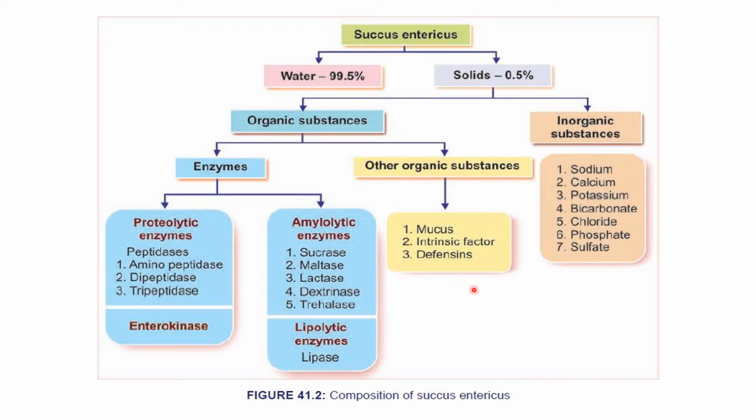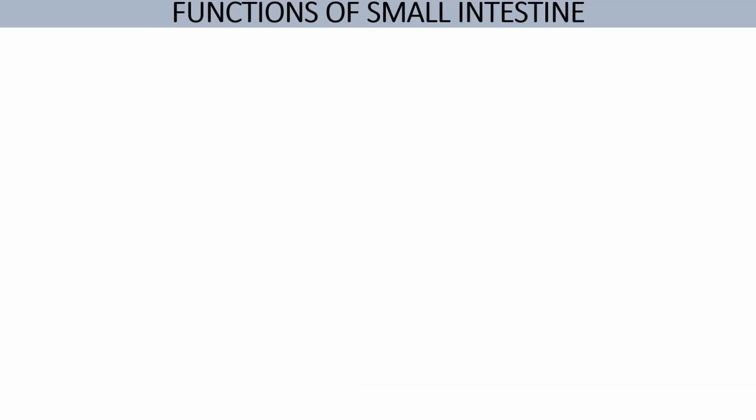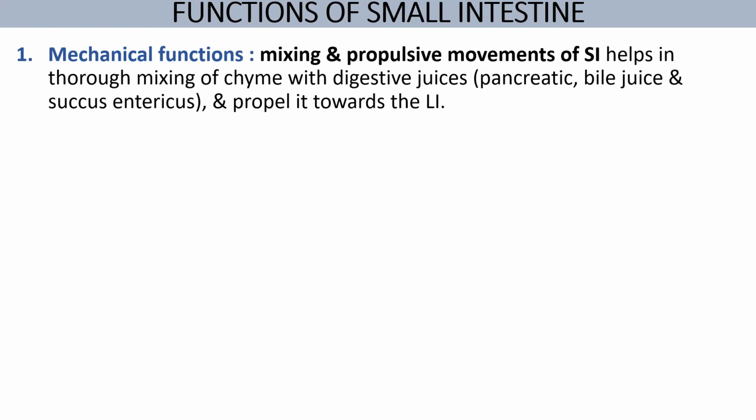Apart from enzymes, there are other components like mucus and intrinsic factor, which is secreted by the parietal cells of the stomach. The inorganic substances present in the succus entericus are sodium, calcium, potassium, bicarbonate, chloride, phosphate and sulfate. The small intestine serves some very important functions in the human body.